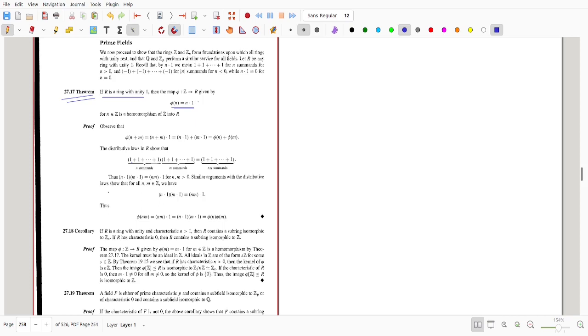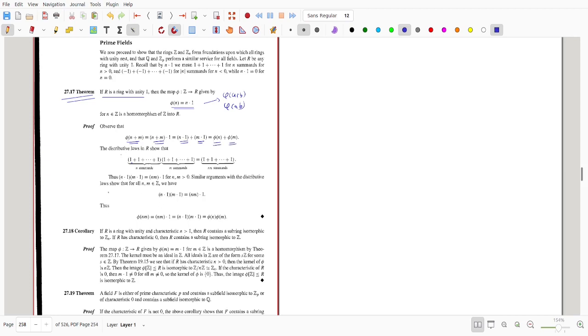we need to prove two conditions: phi of a plus b and phi of ab. Both we have to evaluate. So first we start with phi of n plus m. By definition, this is n plus m times 1. N plus m times 1 is n times 1 plus m times 1. So this is phi of n plus phi of m.